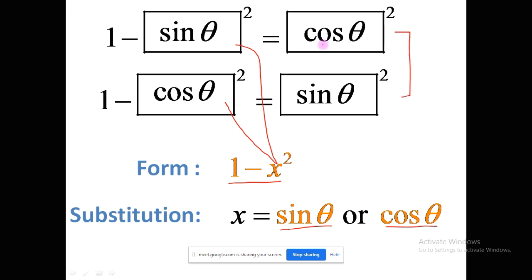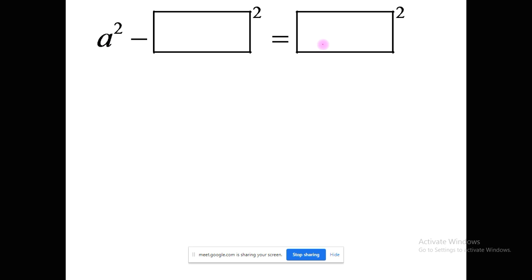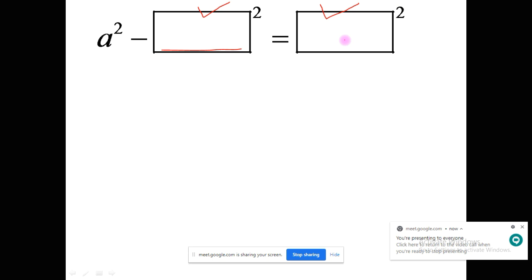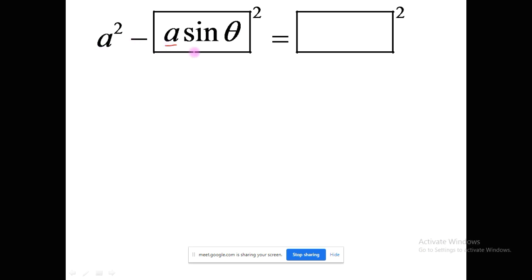Let's go to the next form. It's a square minus, there is one box and there is another box. Now think about it, what should be placed in the first box so that we will get the second box. Now this is the substitution in the first box, because I have to make a square of this term. A square is a square, sin square is sin square. So what am I going to get? I am going to get a square minus a square into sin square.